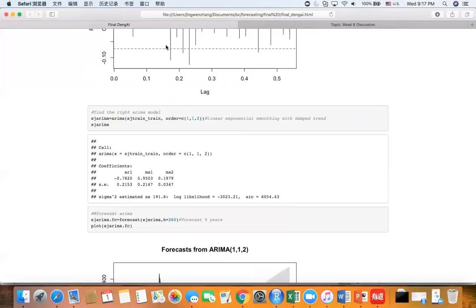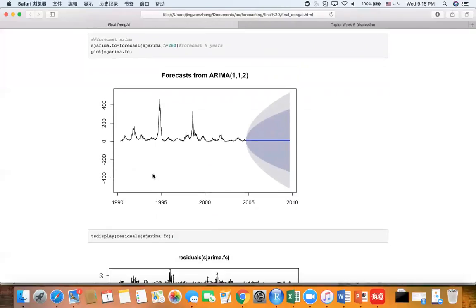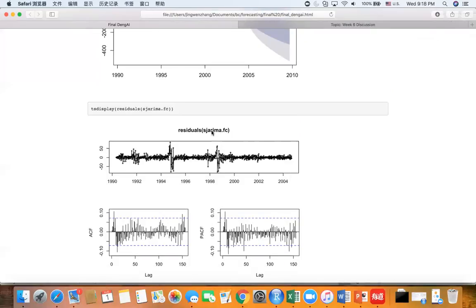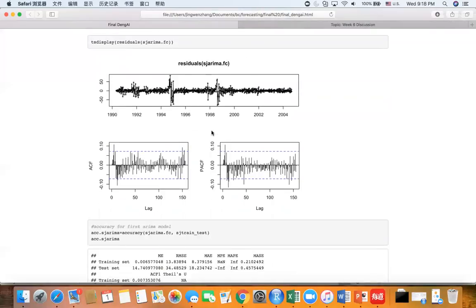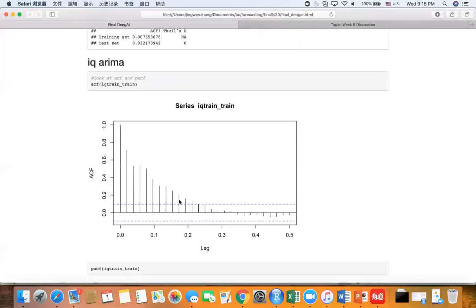So by looking at that, this is the linear exponential smoothing with damped trend, and by the order of 1,1,2 ARIMA. And this is a forecasting graph. To me, it doesn't look like a good model because it's just a straight line. And then the second one is I want to check the residuals. And to me, it has white noise because the majority of the lines of ACF, PACF are within the blue lines. Of course, I checked the accuracy, but I'm going to talk a bit about it later.